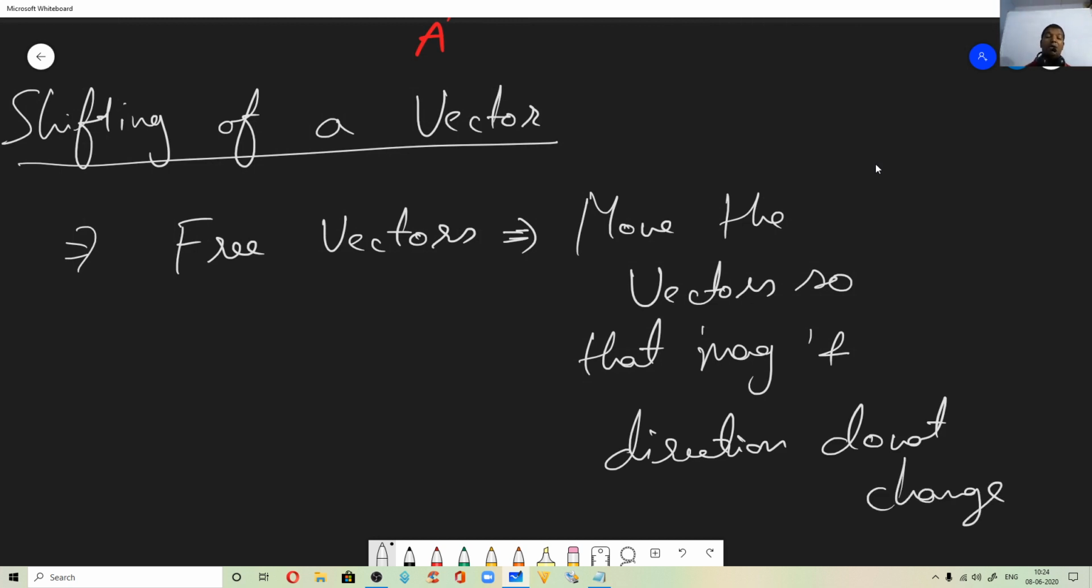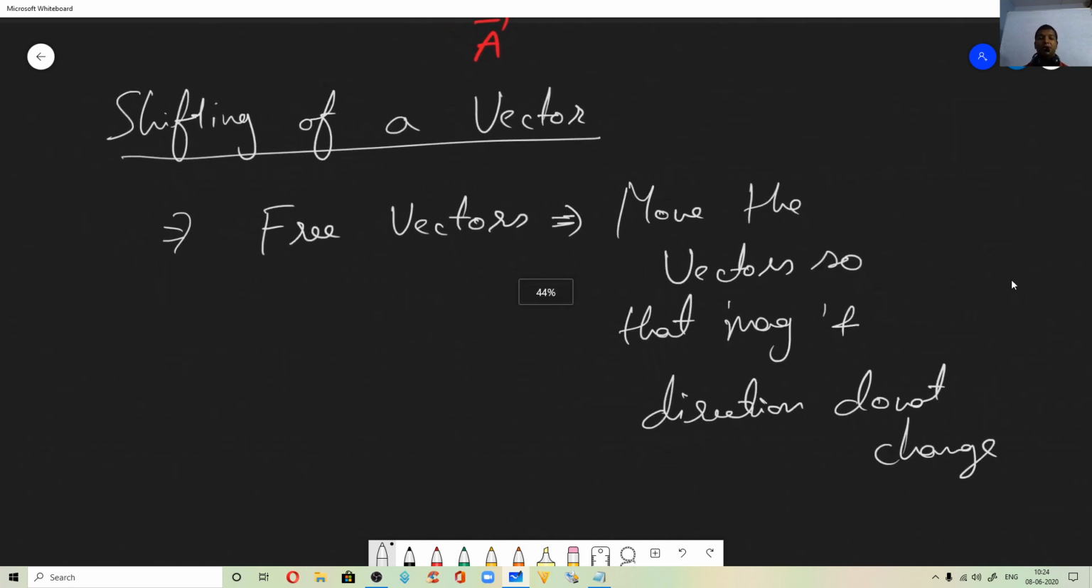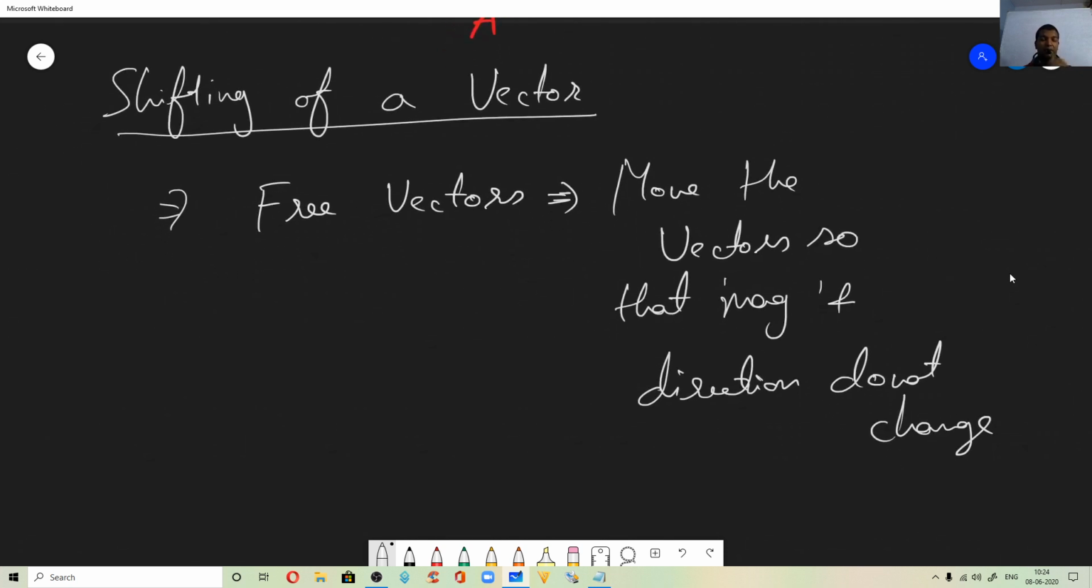Now you cannot move, you cannot shift any vector you want. There is a class of vectors that we call free vectors. So far, in the discussions we are going to see in the future for almost all the chapters, most of the vectors are free vectors.